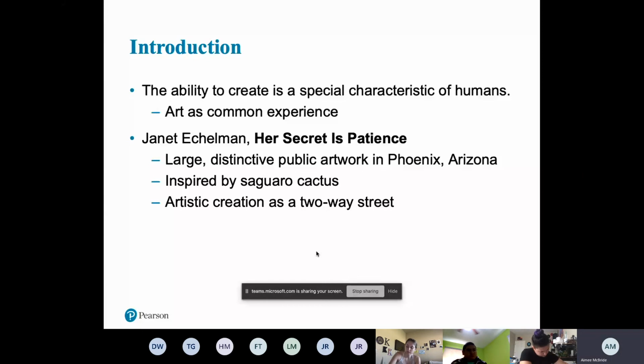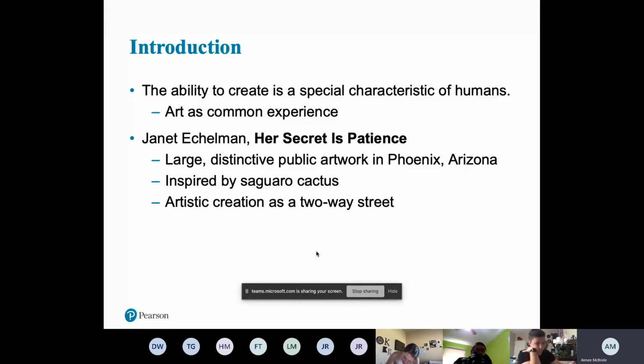The very, very first artwork that we're going to be looking at in this class is Janet Echelman's Her Secret is Patience. This is a very large, distinctive public artwork in Phoenix, Arizona. A public artwork means that it is in a public space and it was paid for using people's tax dollars. So keep that in mind as we're going to look at this particular artwork. Her Secret is Patience is inspired by a saguaro cactus. Once again, it's located in Phoenix.